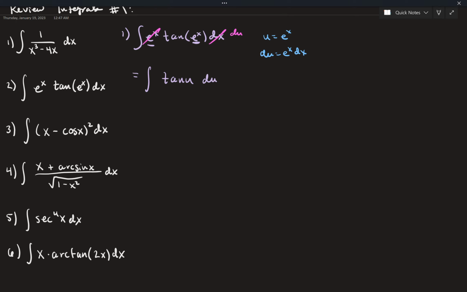Tangent of u was one of the previous videos that became a table integral after you know how to do it. It's going to be ln of secant u plus C, which is ln of secant of e to the x plus C. And that's it.